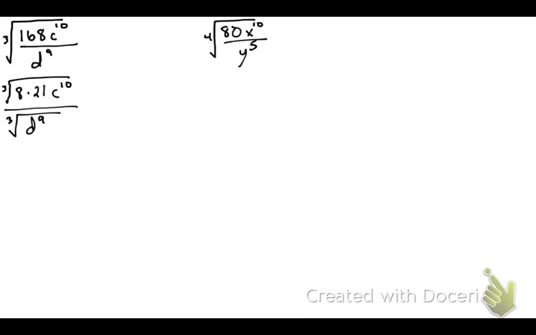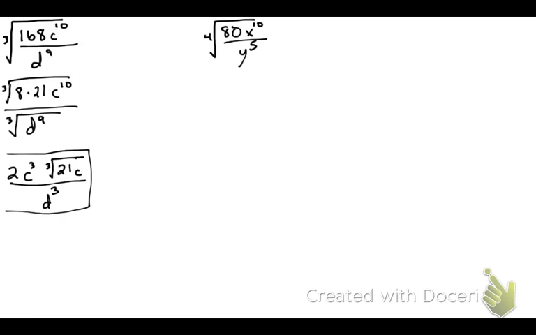But we can simplify this now. The cube root of 8 is 2, so that's why that comes out. Cube root of 21 doesn't break down any further. 3 goes into 10 3 times, so that'll be c cubed on the outside with 1 left over, c to the first on the inside. And my denominator would just be d to the 3rd.